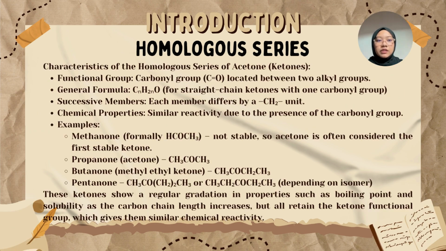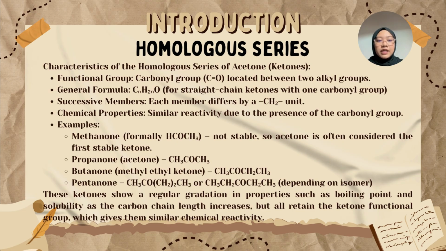Characteristics of the homologous series of acetone, which is ketones. First, functional group: the carbonyl group, which is C=O, located between two alkyl groups. Second is the general formula, which is CnH2nO for straight chain ketones with one carbonyl group. Third is successive members: each member differs by a CH2 unit. Fourth is chemical properties: similar reactivity due to the presence of the carbonyl group. For example, methanal, formally HCOCH3, is not stable, so acetone is often considered the first stable ketone.